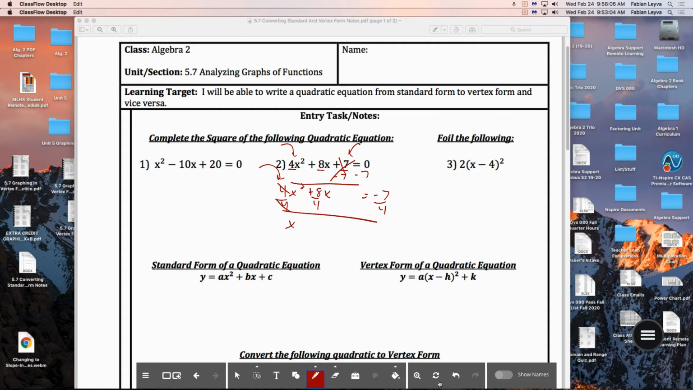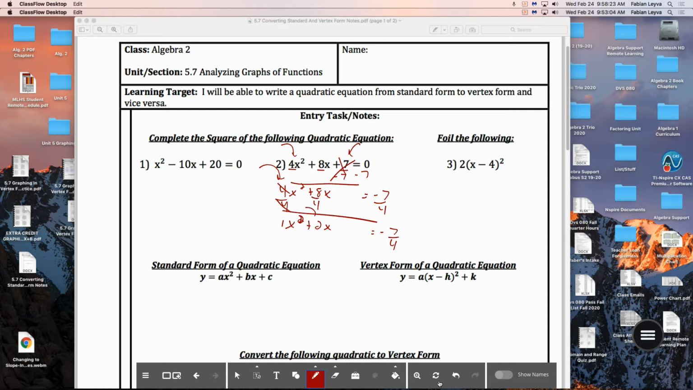So that way I end up with x squared plus 2x is equal to negative 7 over 4. And remind yourself again that what I'm doing here is just getting my equation prepared in order to complete the square. Now that my leading coefficient is 1, I'm only worried about the first two terms.